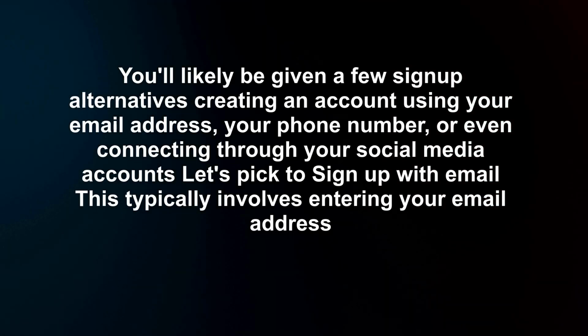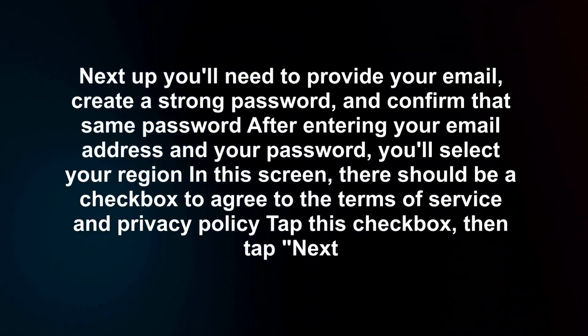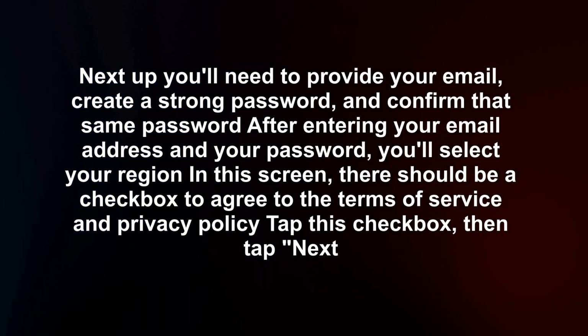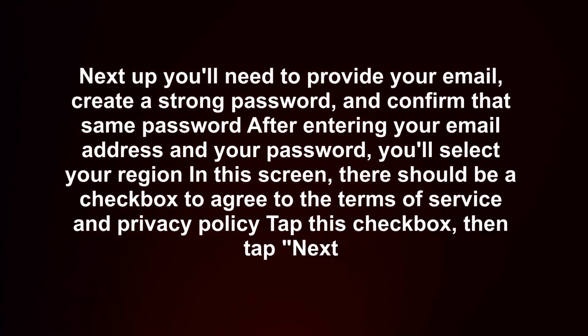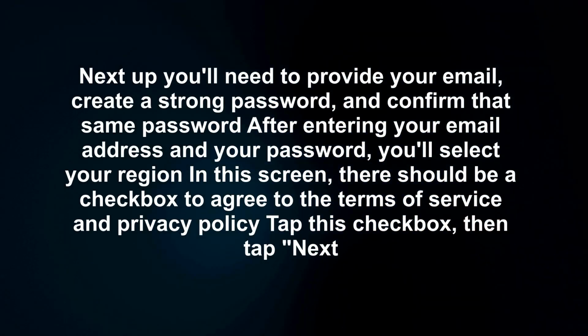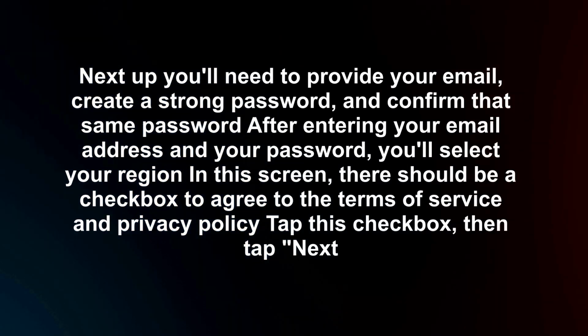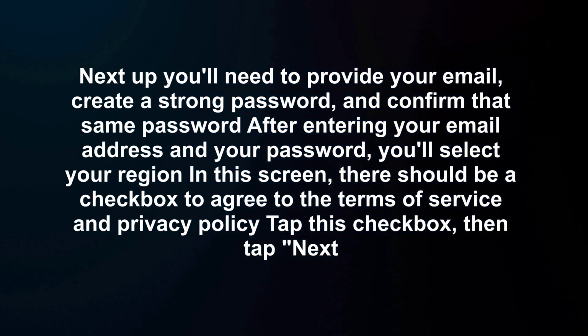Let's pick to sign up with email. This typically involves entering your email address. Next up, you'll need to provide your email, create a strong password, and confirm that same password. After entering your email address and your password, you'll select your region. In this screen, there should be a checkbox to agree to the terms of service and privacy policy. Tap this checkbox. Then tap Next.